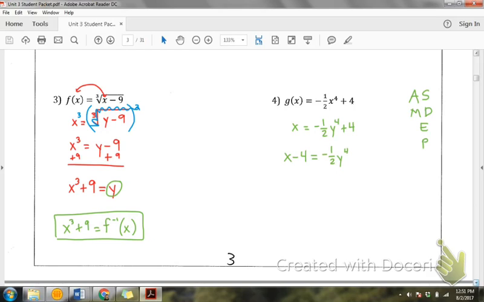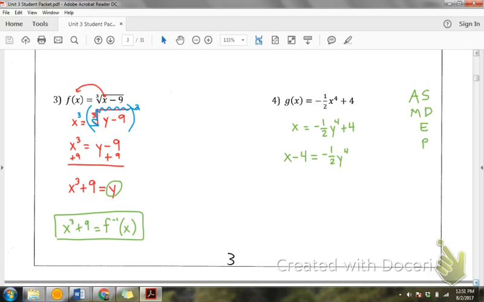Anybody have an idea what we should do here? Someone who I haven't heard from today. Lexi? Divide. Okay, we need to get rid of the negative 1/2, right? So it's being multiplied, and so we need to divide by negative 1/2. What's the same thing as dividing by negative 1/2? Multiplying by the reciprocal, right? So dividing by a fraction is the same thing as multiplying by the reciprocal.